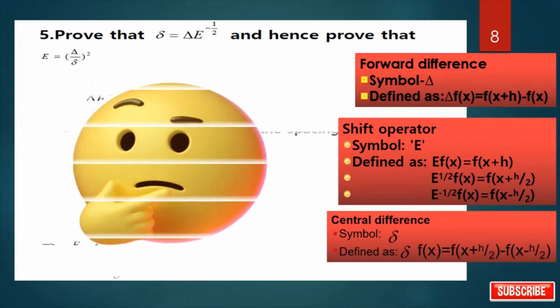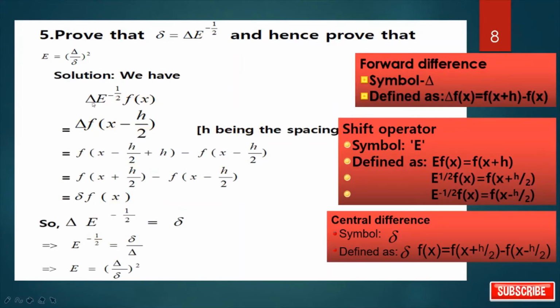So the solution is, what is the value of delta e to the power minus half fx? From this relation we can easily write it is delta f(x minus h by 2). See here. And delta f(x minus h by 2), if in place of x I write x minus h by 2 in this formula, we get f(x minus h by 2 plus h) minus f(x minus h by 2), and this is the formula for central difference.